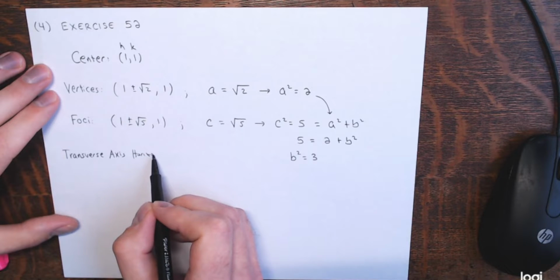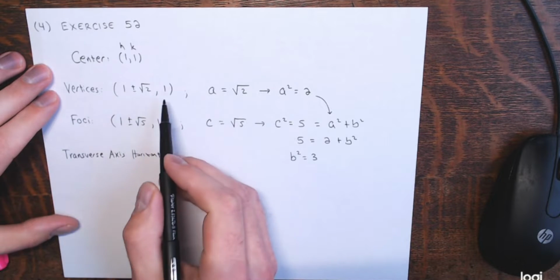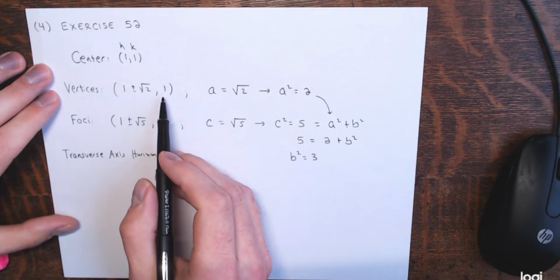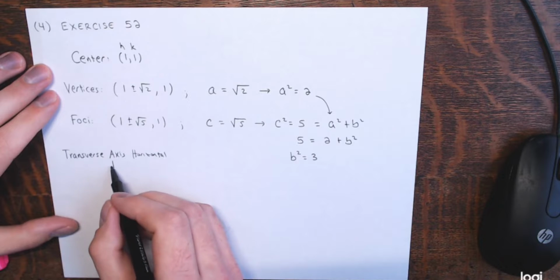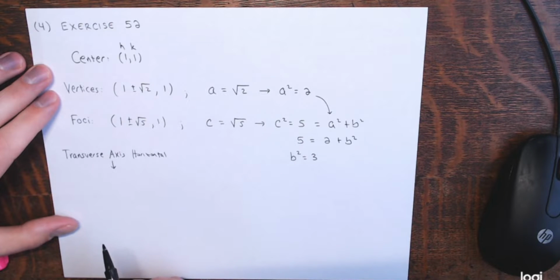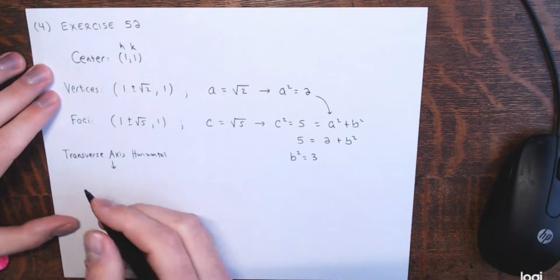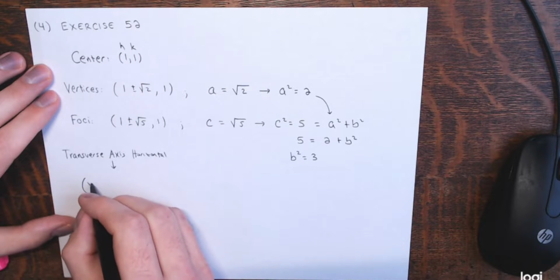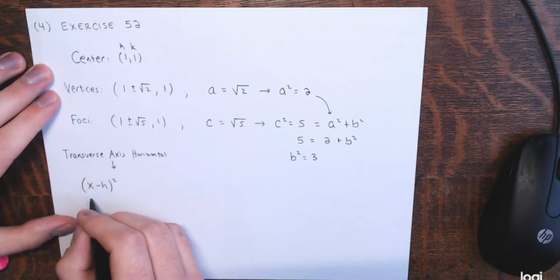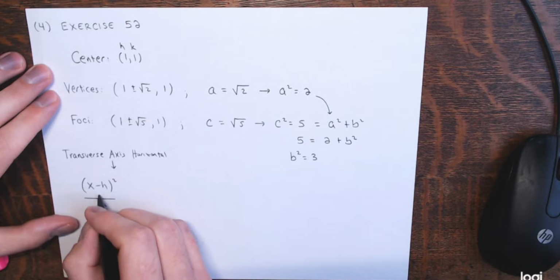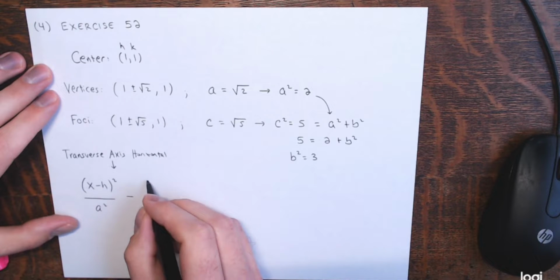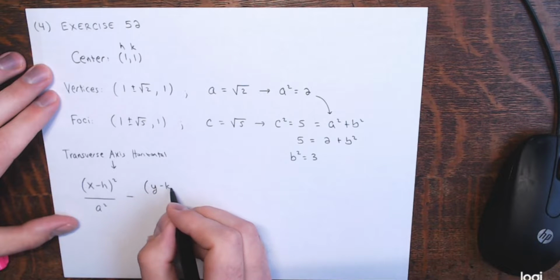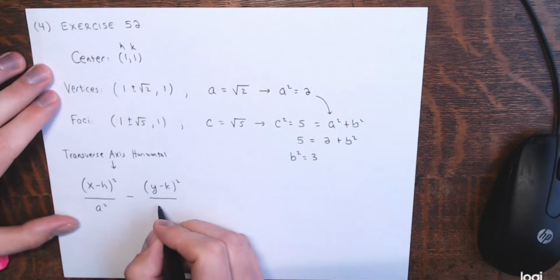Right? The vertices are on a horizontal line. They have the same y coordinate. They're right and left of center. So if that's the case, remember when the transverse axis is horizontal, the equation in standard form starts with that x squared term. Right? It's the quantity x minus h squared over a squared. It's always a squared under that first denominator, right? Don't switch those up. Minus the quantity y minus k squared over b squared equals 1.